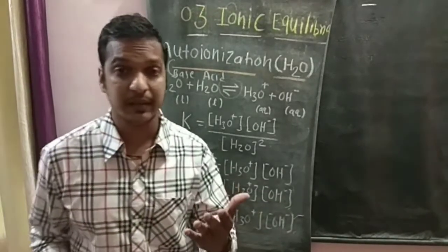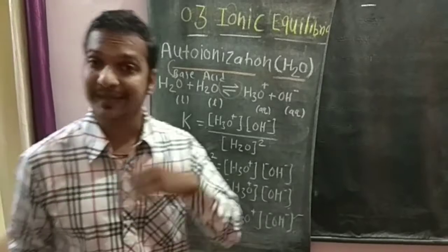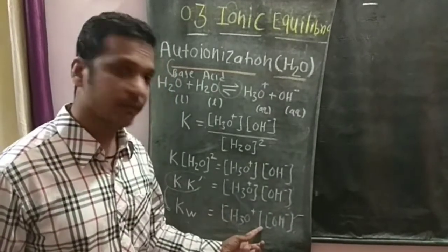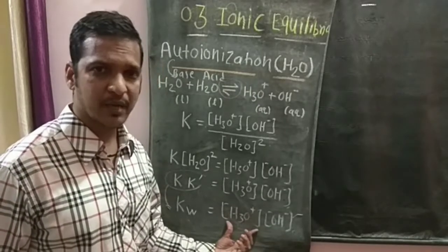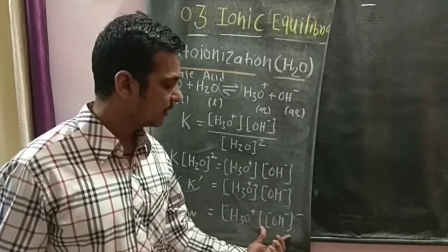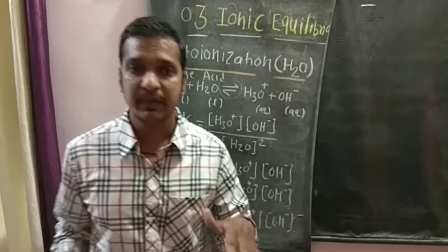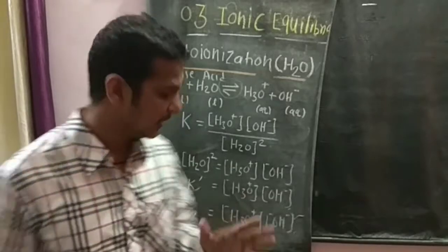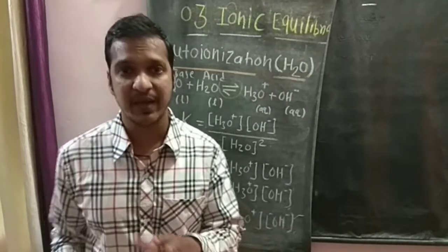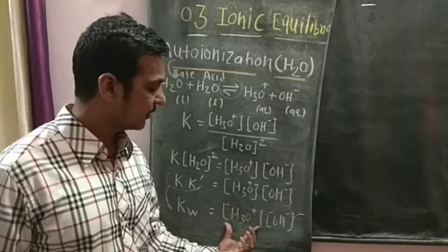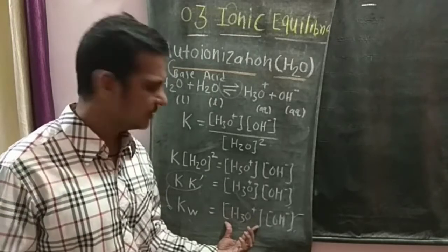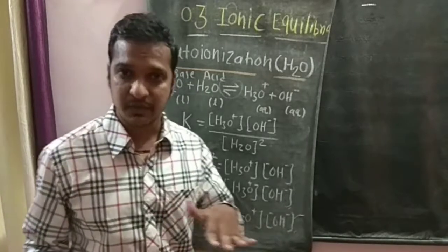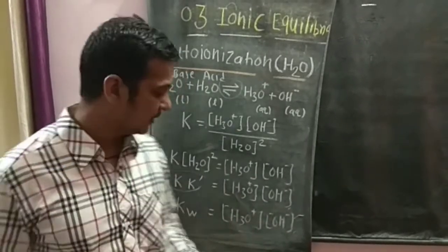Now how can we define Kw, the ionic product of water, theoretically? Kw is defined as the product of the concentration of hydronium ion or hydrogen ion, H3O plus, and the concentration of hydroxyl ion, OH minus, at equilibrium in pure water at a given temperature.